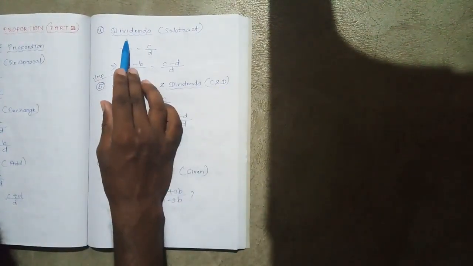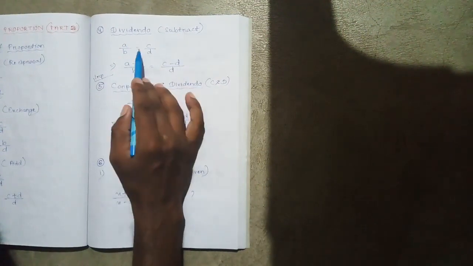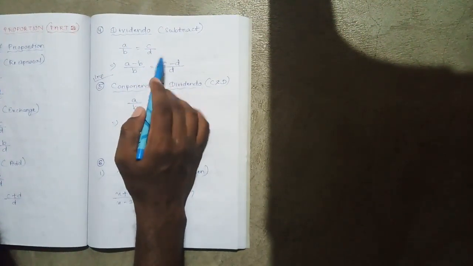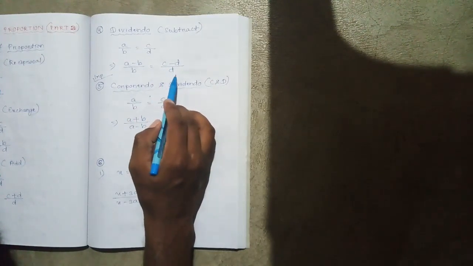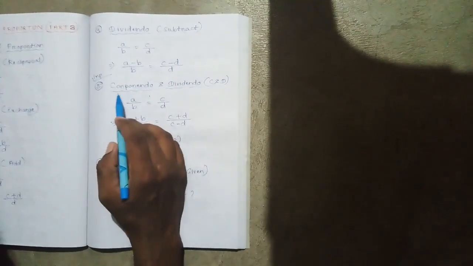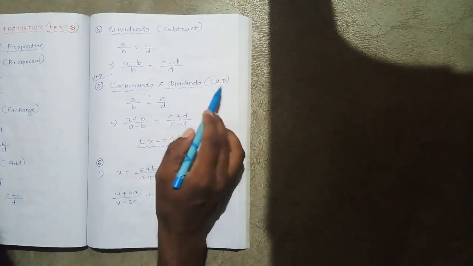Next is dividendo, means to subtract. If a by b is equal to c by d, then we can have a minus b by b is equal to c minus d by d. Okay, then combined, componendo and dividendo, c and d.